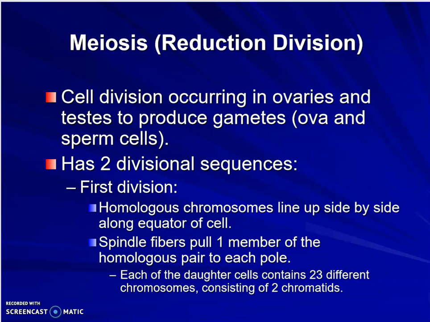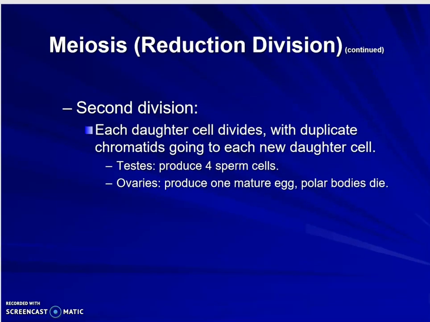And for that, the homologous chromosomes, these pairs of chromosomes, they have to find each other and line up side by side, and then we have to pull the pairs apart. The result is that you're going to have haploid cells. So that would be, each daughter cell contains 23 different chromosomes for a haploid set. However, each one still has 2 sister chromatids, and that's what we're going to take care of in the second division.